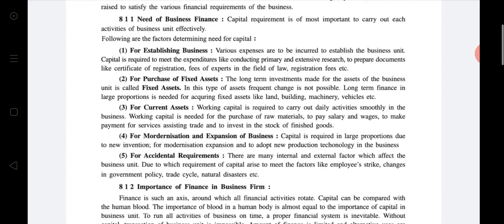So the first one is for establishing the business. We have seen this in the last lecture. For the starting of a business, preliminary and extensive research expenditure is required, and capital is also required to prepare documents like certificates, fees of experts, etc. And the second one is the purchase of fixed assets. To produce goods, we need machineries, which are included in fixed assets. To purchase those machines, we need finance or capital.